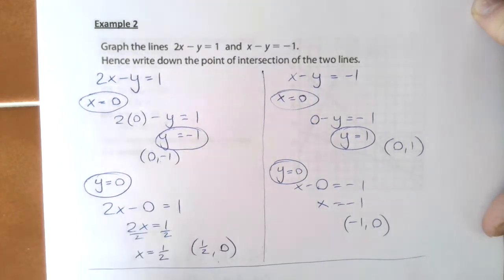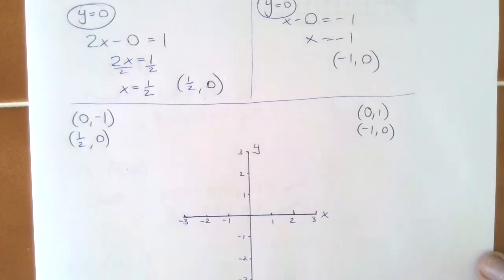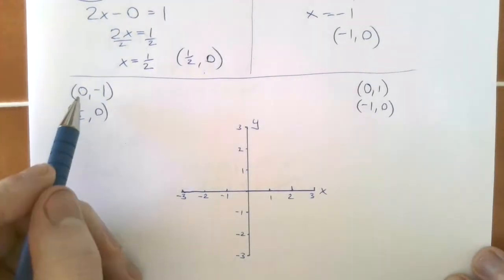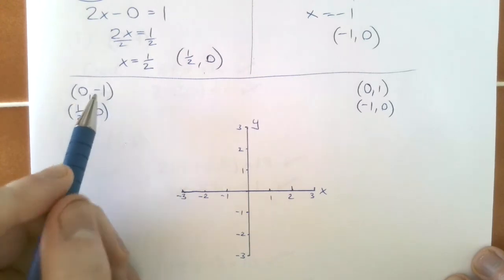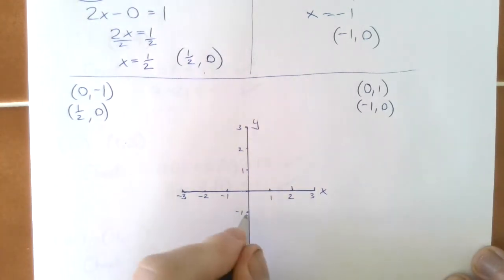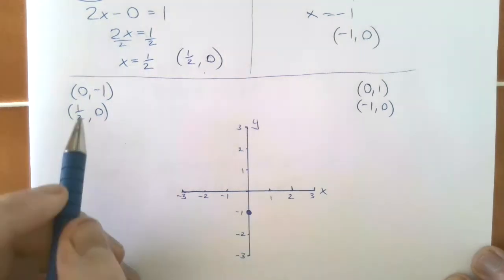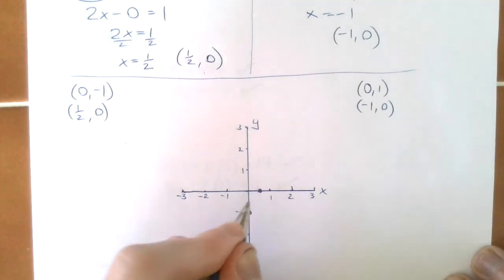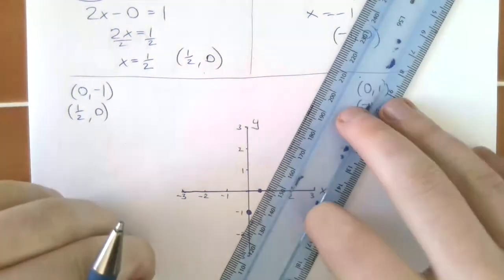Then what we need to do is draw out our graph. And then on this graph, we're going to plot the points. So on the first line, we have the point 0, minus 1. So you go 0, minus 1, which we have here. And then the second point, which is a half, 0. So go over a half, and then we've got 0. And then you draw the line.